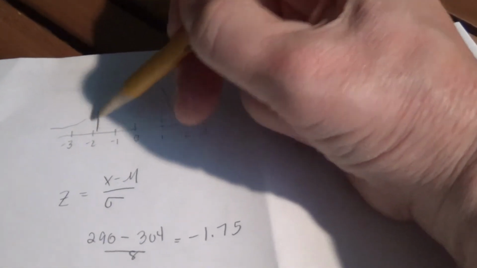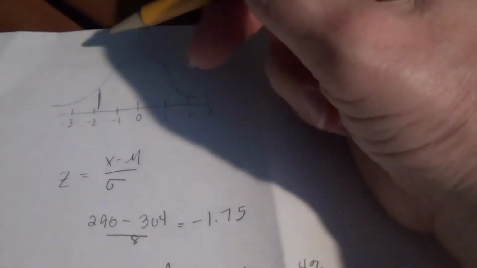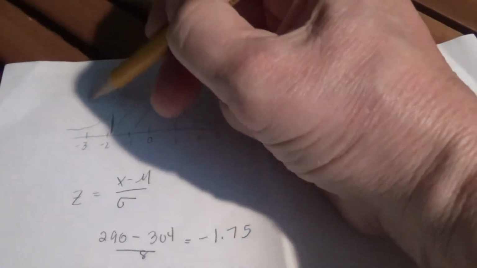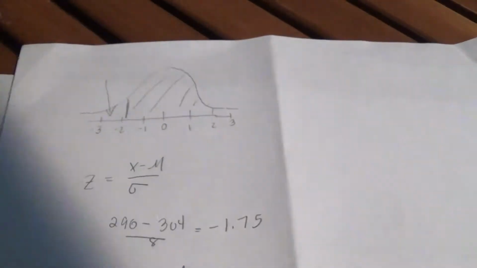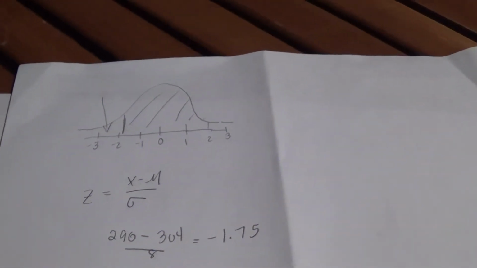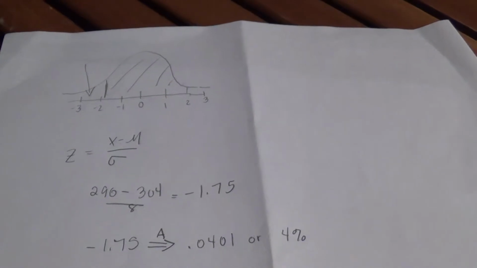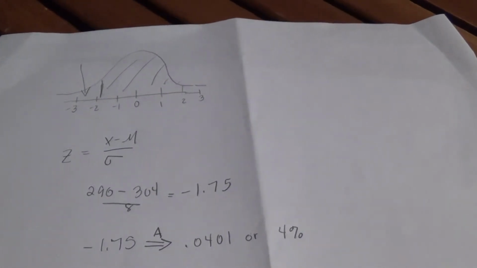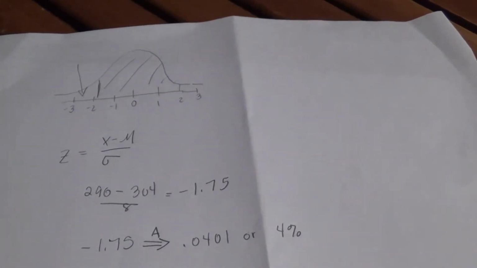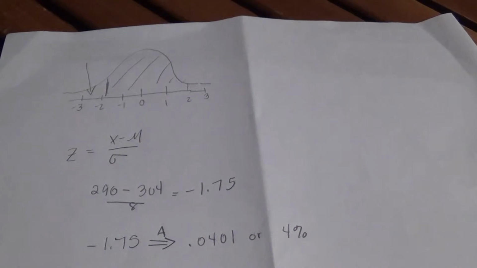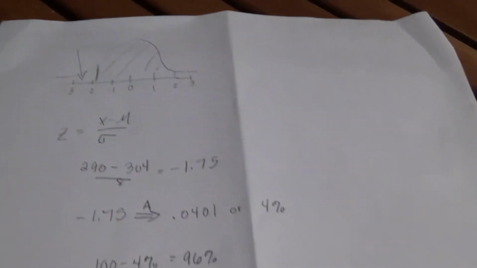Whereas I couldn't deal with the 290, I can deal with the negative 1.75, and if I graph it, it's about right there, negative 1.75, and I'm interested in this area, but the chart's going to give me this area. Always the chart gives you below the given score. So when I go to chart A and I find negative 1.75, I see it corresponds to 0.0401, which is 4%. So verify that for yourself.